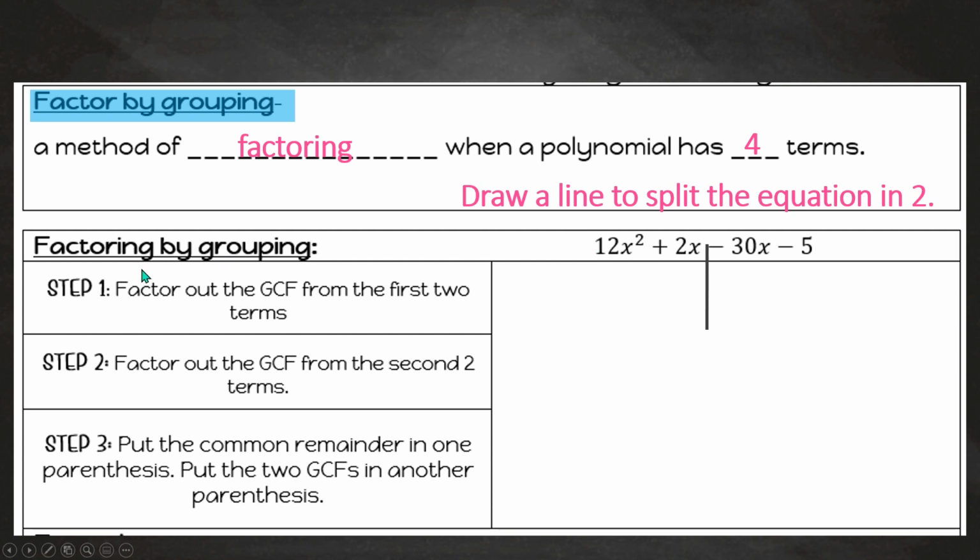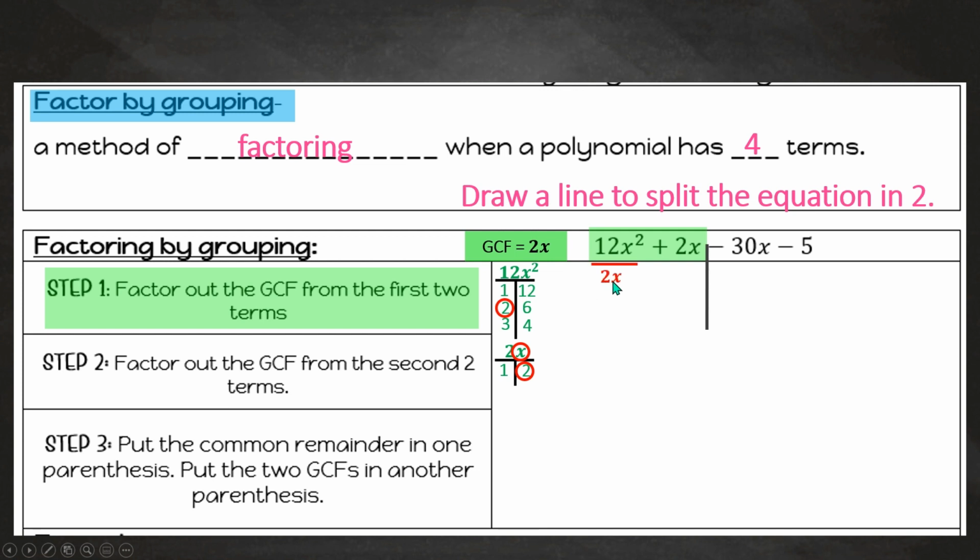So factoring by grouping, step 1 is going to factor out the greatest common factor, GCF, from the first 2 terms. So if we have 12x squared and a positive 2x, we're going to find the GCF of 12x squared and 2x. So 12 is 1 and 12, 2 and 6, 3 and 4. And 2x we can factor into 1 and 2. So our greatest common factor here for our coefficient is 2. And if we're looking at our variables, we have x squared and x. And remember, if we're looking for our greatest common factor, we're looking for the smallest exponent. So here that would be our x. So our GCF for these first 2 terms is 2x.